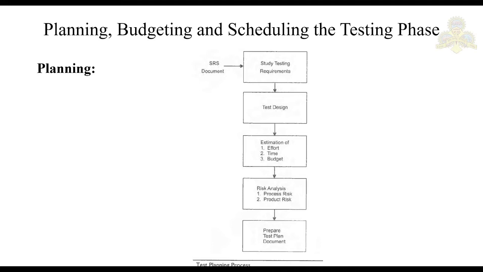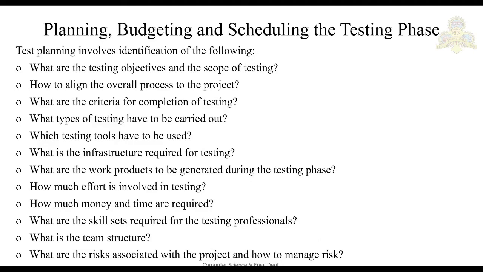And the last one is you have to prepare the test plan document. In the test plan document we will have certain things, like what are the things to be tested, assumptions, what type of testing we will carry out. These things have to be captured in the test plan document. Okay. So again, in the test planning we need to identify certain things.